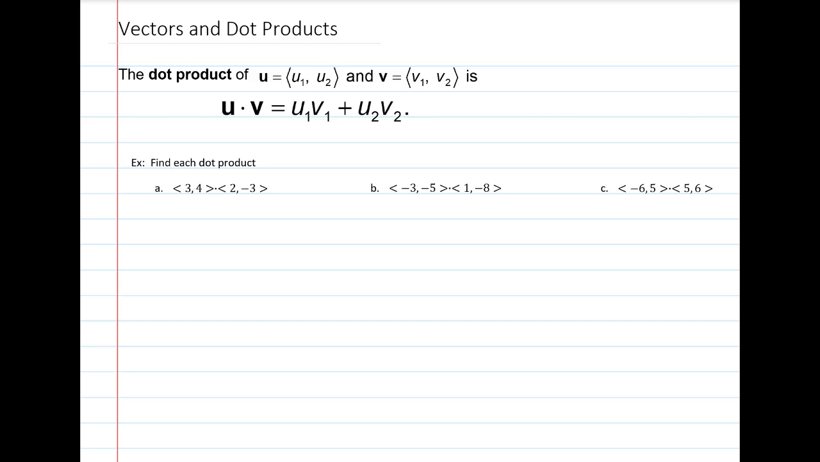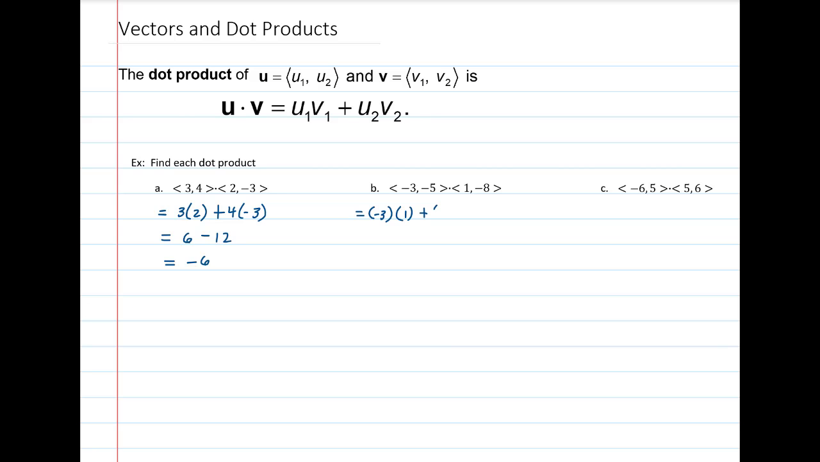Okay, so here we have some examples to show how this process works. We're going to find the dot product of the following vectors. Dot product of 3, 4 and 2, -3. We multiply 3 and 2 and add 4 times -3, and we have 6, and that's going to be a minus, because the negative and the plus turns into a minus 12. And that is equal to -6. So the dot product is equal to -6 for that first problem.